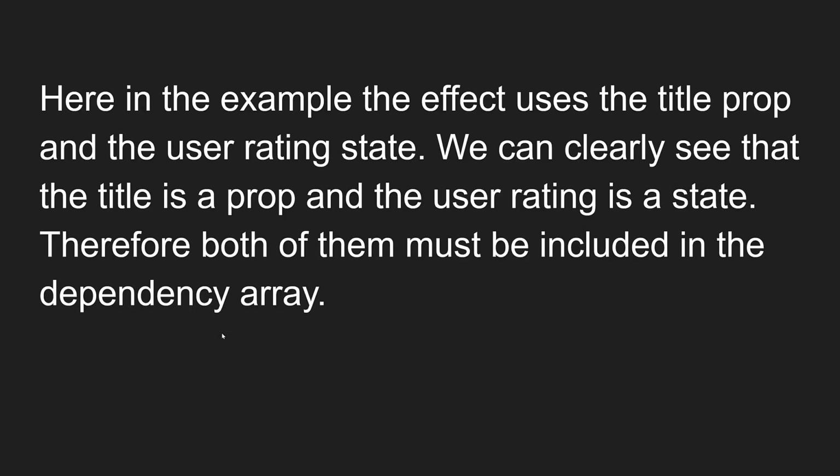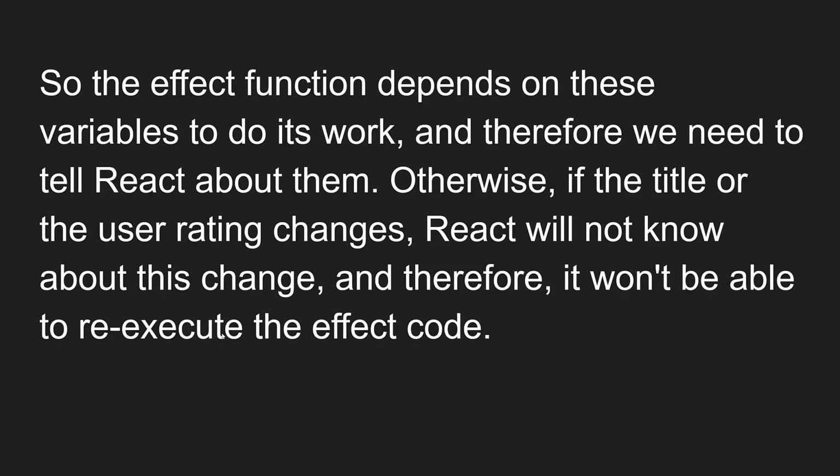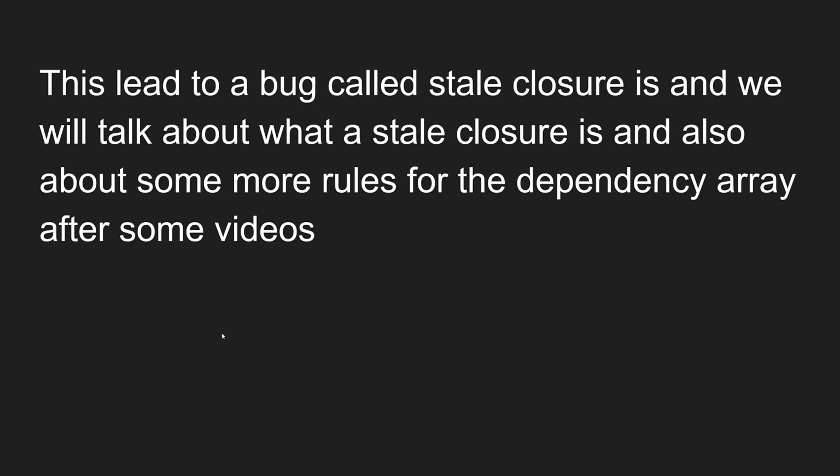In the example, the effect uses the title prop and the userRating state variable. We can clearly see that title is a prop and userRating is a state. Therefore, both of them must be included in the dependency array. The effect function depends on these variables to do its work, and therefore we need to tell React about them. Otherwise, if the title or the userRating changes, React will not know about this change and therefore won't be able to re-execute the effect code. This leads to a bug called stale closure.